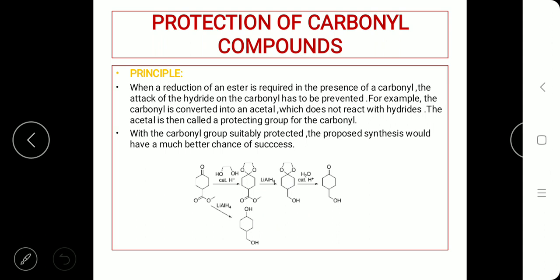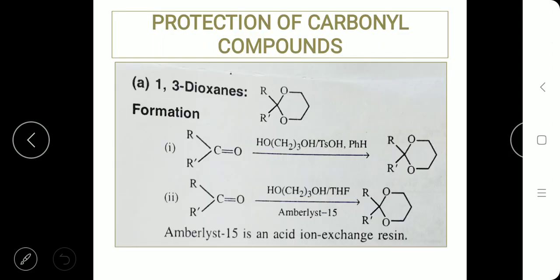So this is how we can keep the more reactive ketone protected, and in such a situation we can use the other functional groups to react with the reagent and get the desired reaction. For this, we can make use of 1,3-dioxanes as a good reagent to protect carbonyl compounds like aldehydes and ketones. Here you can see some of the reactions for formation of the dioxane.